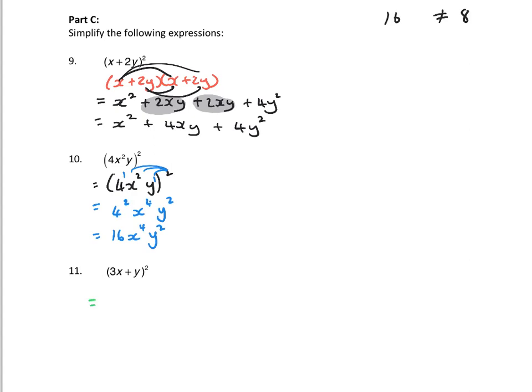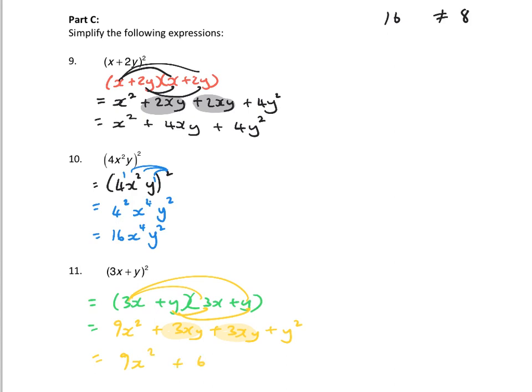Last bit. (3x plus y) all squared is then (3x plus y) times (3x plus y). So you're just going to expand that. 3x times 3x is 9x squared. 3x times y is 3xy. y times 3x is 3xy. y times y is y squared. Are there any like terms? Yes. 3xy plus 3xy is equal to 6xy. So we've got 9x squared plus 6xy plus y squared.